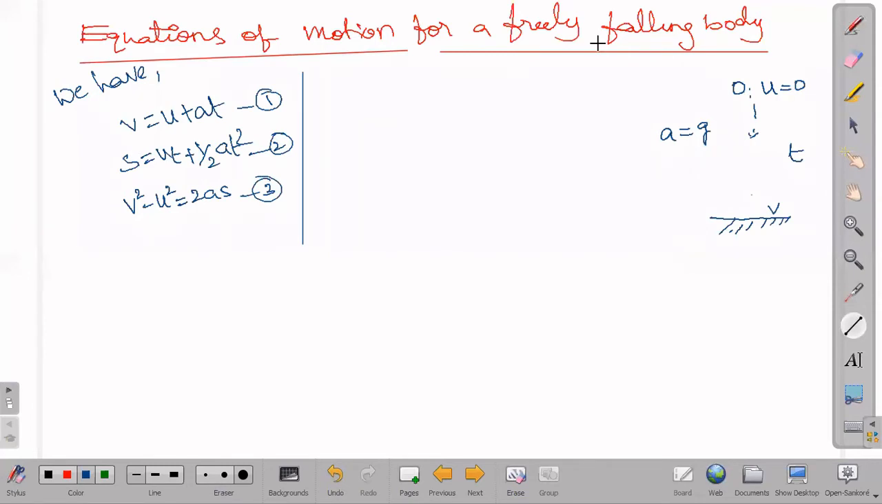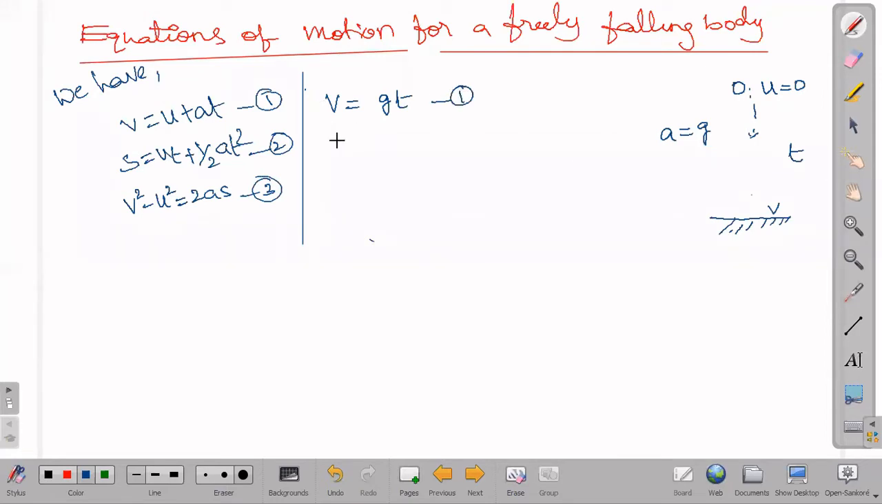What happens to the first equation of motion here? v is equals to u plus at. u is zero in that example, so we don't need to write it. a became g, and t we have. So v equals gt. This is our first equation of motion.